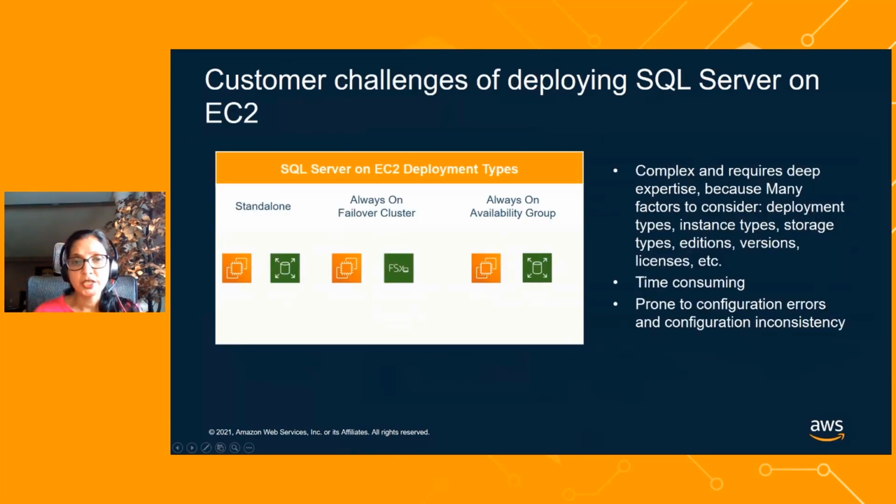So, what is the customer challenge of deploying SQL Server at large? You need deep expertise to plan your SQL Server architecture in AWS. Especially, we offer a variety of instance types. So, which instance type to select for your SQL workload? What kind of storage type to select? Is there any opportunity to consolidate your SQL databases? What kind of SQL Server version and editions are required? What to do with the licensing? Are any upgrades to be done while deploying to AWS? All of this is time consuming and can be prone to errors and inconsistency.